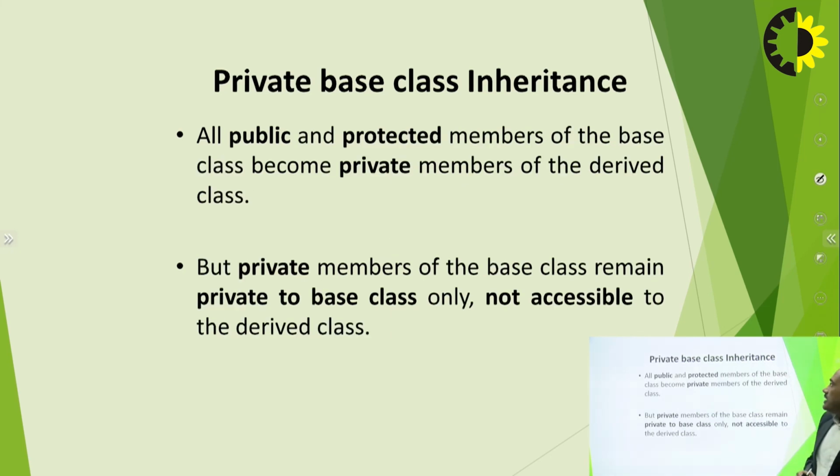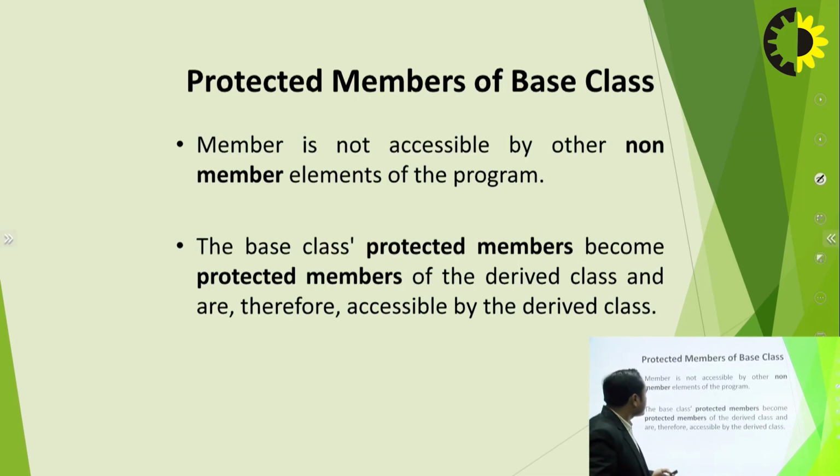So what is private base class inheritance? All public and protected members of the base class become private members of the derived class. So this is the property. And the next one is that private members of the base class remain private to the base class, and are not accessible to the derived class. So these are the differences in private base class inheritance.